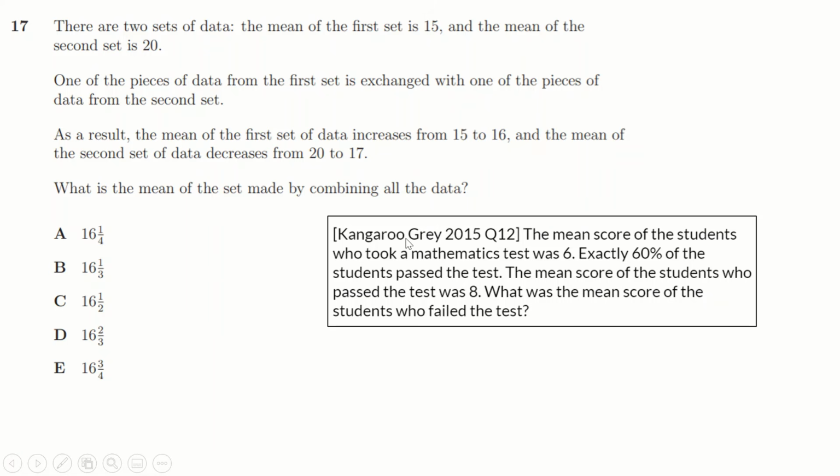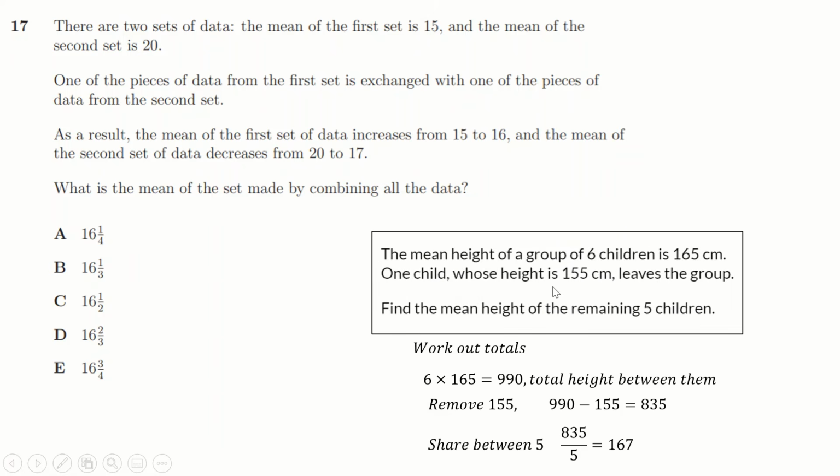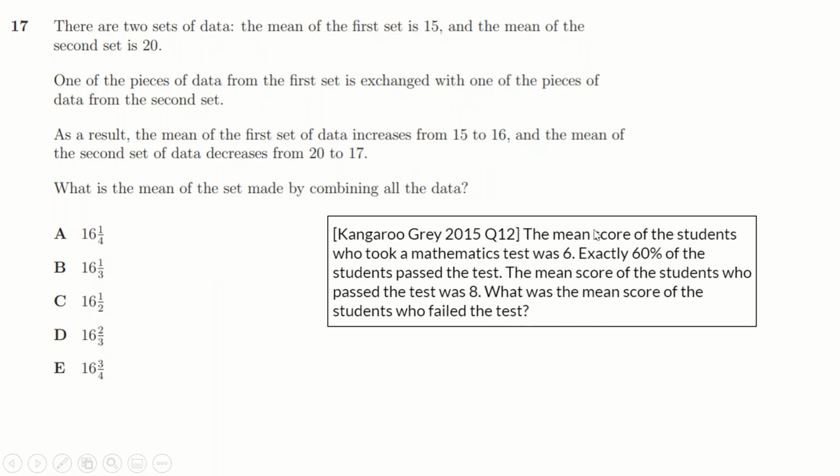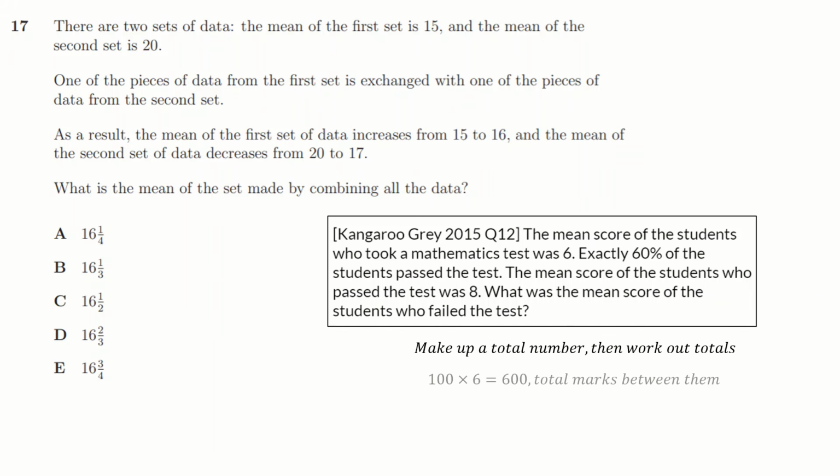When you take a Kangaroo Grey paper, they talk about the same kind of thing, but they don't give you a number of students, right? Here they gave me the number of children I was looking at, but here they haven't given you any numbers. So the easiest way to do this is just to make up a number. Make up that 100 students took this paper, and then work out that if 100 students took the paper with a mean score of 6, then they got 600 total marks between them.